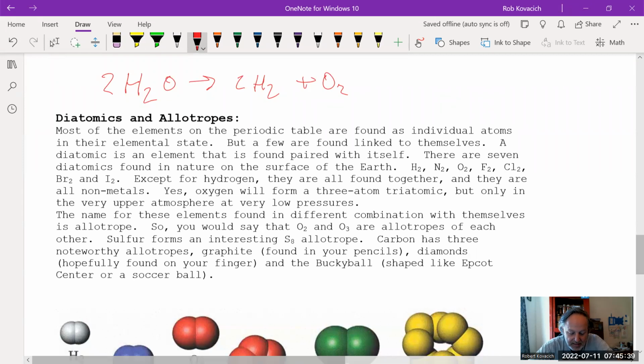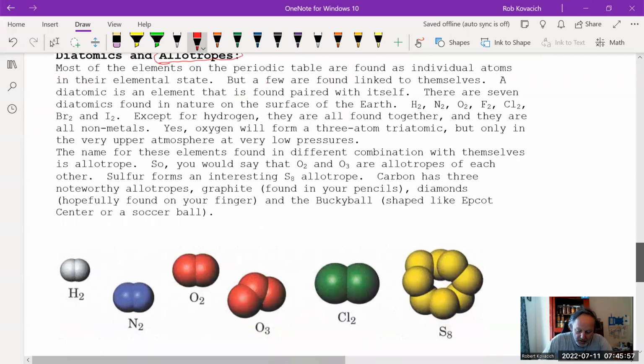But we'll talk about that balancing thing a little bit later. Okay, so we've got these 7 atoms that always form diatomics, so moleculars with themselves. And then this allotrope thing is some of the atoms like to form combinations with themselves that are different. Okay, so what kinds of combinations do we have?